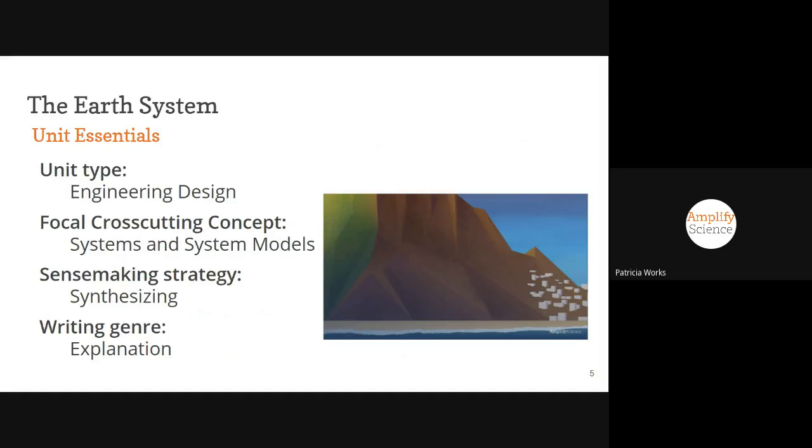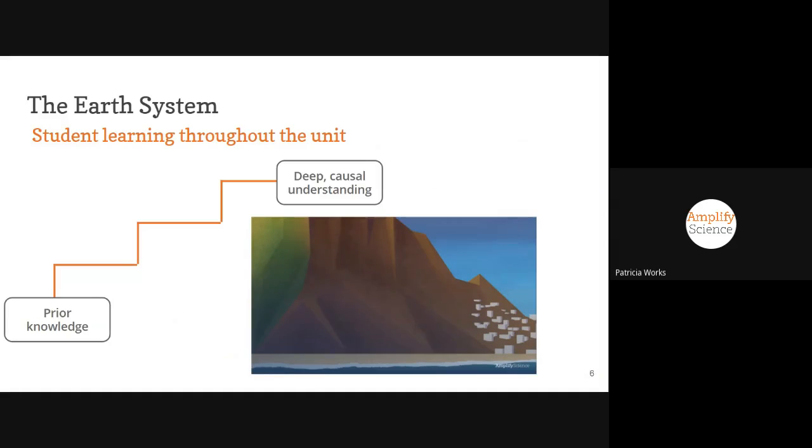Every Amplify Science elementary unit also includes a focal sense-making strategy, which students leverage as they read and also during investigations. This unit's sense-making strategy is synthesizing. Like most units in Amplify Science K-5, the main writing genre is explanation. Well, that's it for the overview.